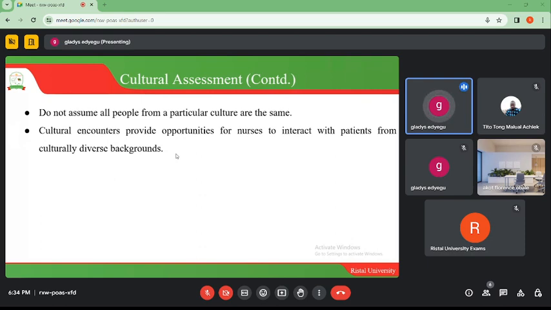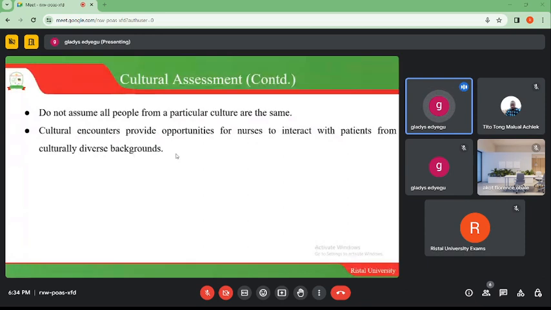So in cultural assessment, you should look at a person who has come to you as an individual, don't generalize them. And when you generalize, you may end up actually offending this patient because maybe for him it is not part of the other culture that you think. So you should not assume all people from a particular place or particular tribe are of the same kind of either behavior or some kind of beliefs. They might be different. So you should handle them in a client-centered manner.